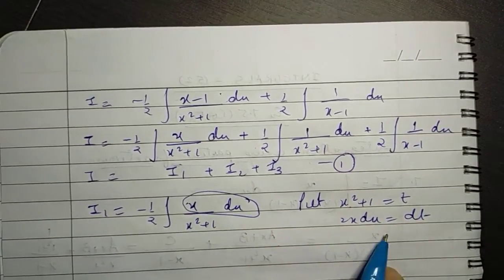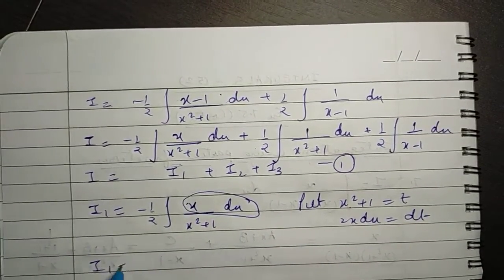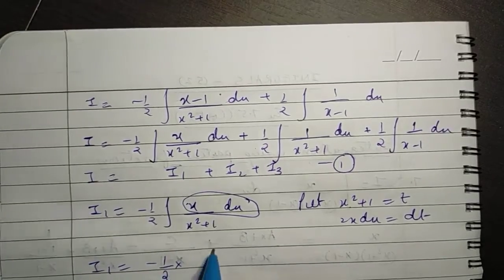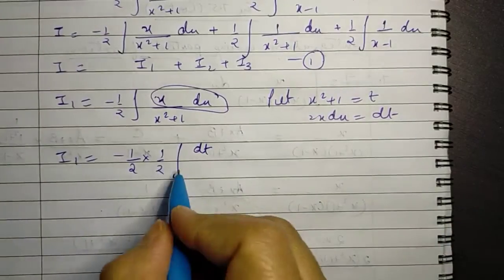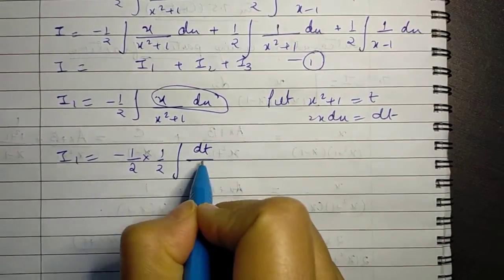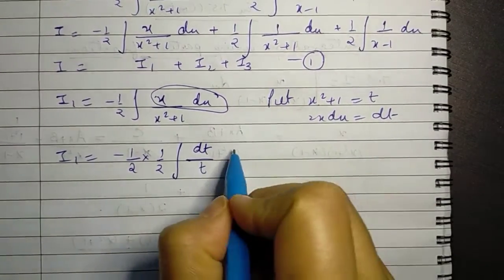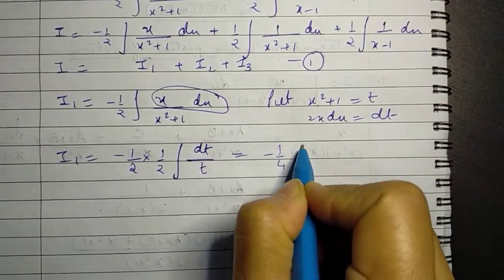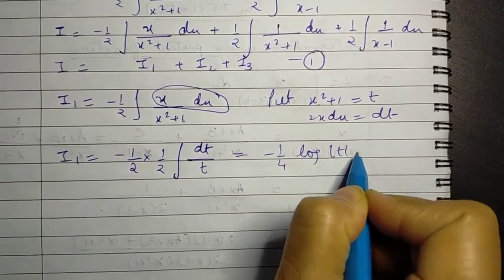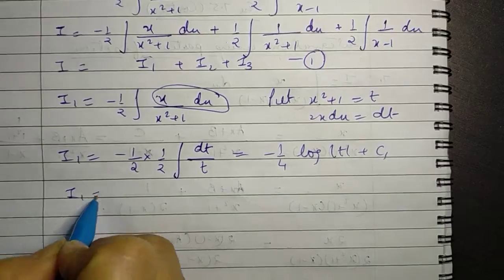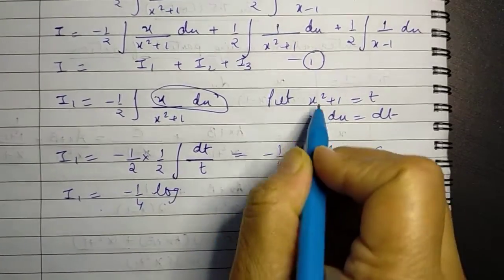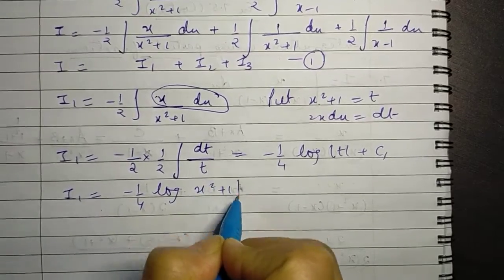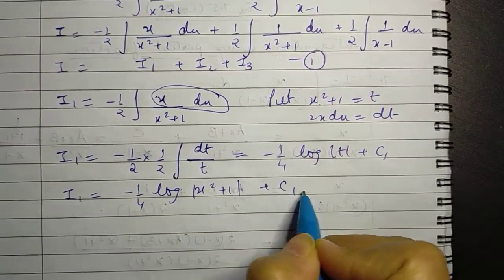x dx gets absorbed in dt, and we get I1 as minus half into, now dt upon 2, which makes that half outside, and upon t. This is equal to minus 1 upon 4 log t plus c1. So I1 becomes equal to minus 1 upon 4 log, replacing back the value of t, x squared plus 1, plus a constant.